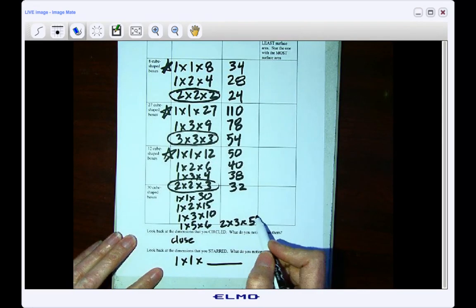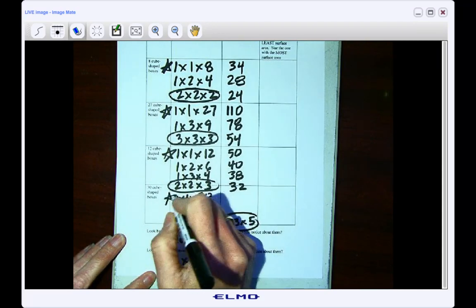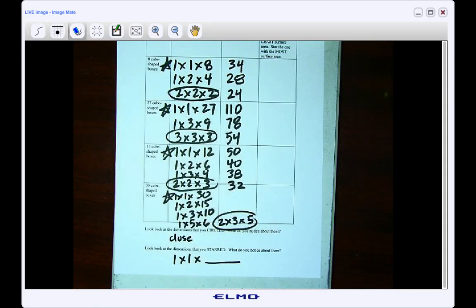Okay, did you circle this one? Did you star this one? Okay, so hopefully you starred this one because it was the 1 by 1 by something. It would be a big, long, stretched out tube. And hopefully you circled this one because it was the most compact, the 2 by 3 by 5.